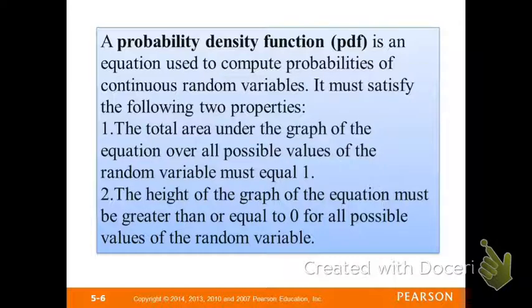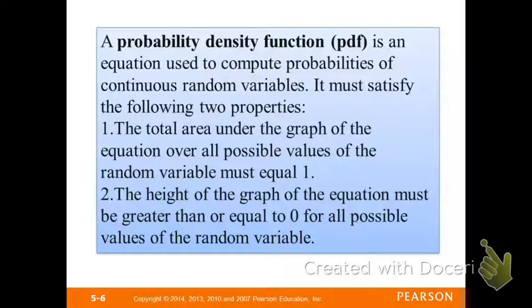So the total area under the graph of the equation over all possible values of the random variable must equal 1. Now, this isn't new, right? This concept has been with us a lot of things. Think out loud or think to yourself, what are some things related to statistics that must equal 1, right? So what we're talking about here is a probability distribution, and the sum of all of the probabilities has to equal 1, right? So we're talking about the area under the curve has to equal 1, so we're going to be using areas to represent probabilities.